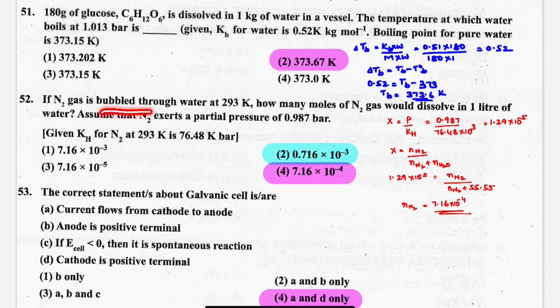Next question. If nitrogen gas is bubbled through water at 293 Kelvin, how many moles of nitrogen gas would dissolve in 1 liter of water? Assume nitrogen gas exerts a partial pressure. So the partial pressure is given as 0.9. Again use this formula, and you will get the answer as 7.16 into 10 to the power of minus 4.